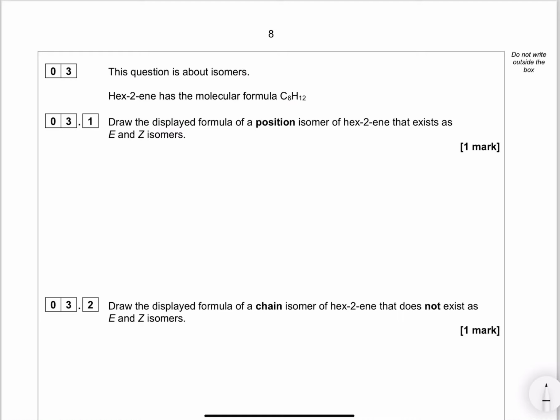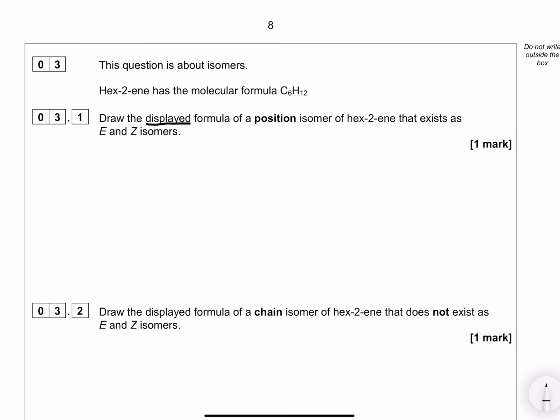This question is about isomers. Hex-2-ene has the molecular formula C6H12. Draw the displayed formula, so we need to be careful about that, that's just like trying to catch us out, of a position isomer of hex-2-ene. So we need to move the double bond so it's not on number 2.